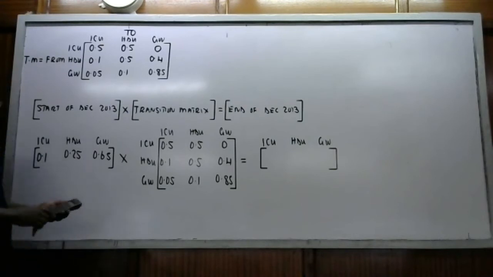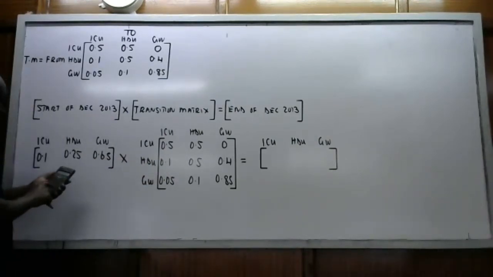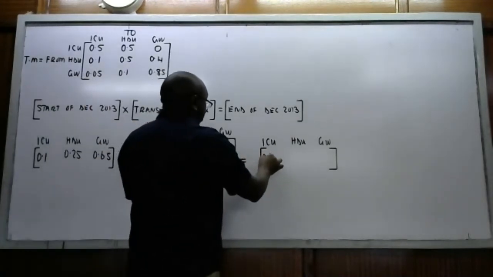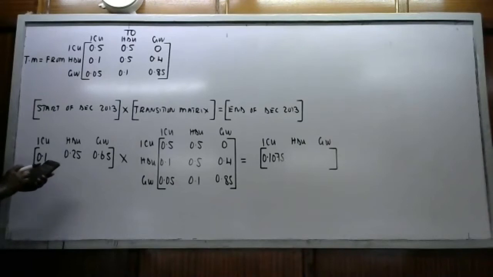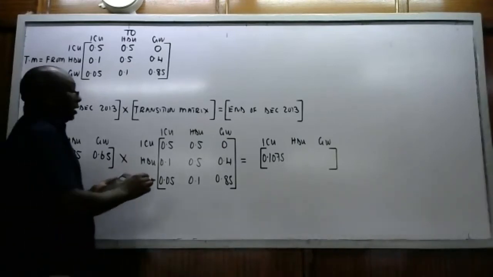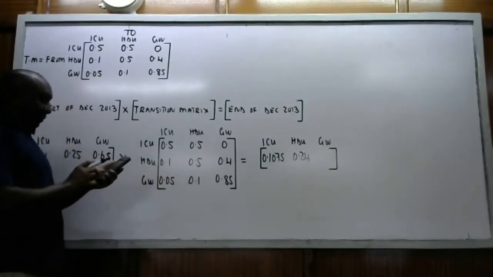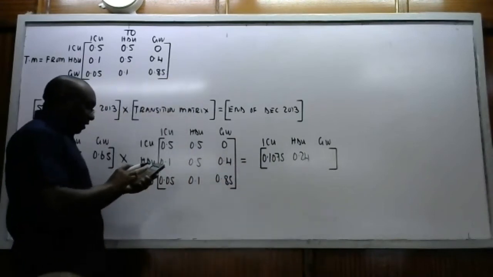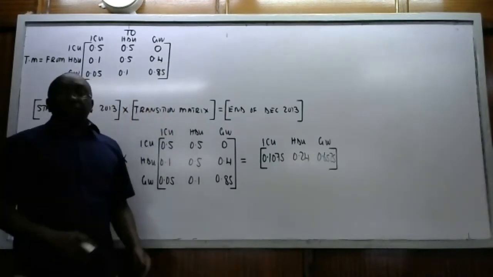So you multiply, and you remember we normally take these ones, we multiply by these ones as we have. So it will be 0.1 times 0.5 plus 0.25 times 0.1 plus 0.65 times 0.05, which is 0.1075. 0.1 times 0.5 plus 0.25 times 0.5 plus 0.65 times 0.1 is 0.24. And because they must add to 1, you subtract these two from 1. You get 0.6525.